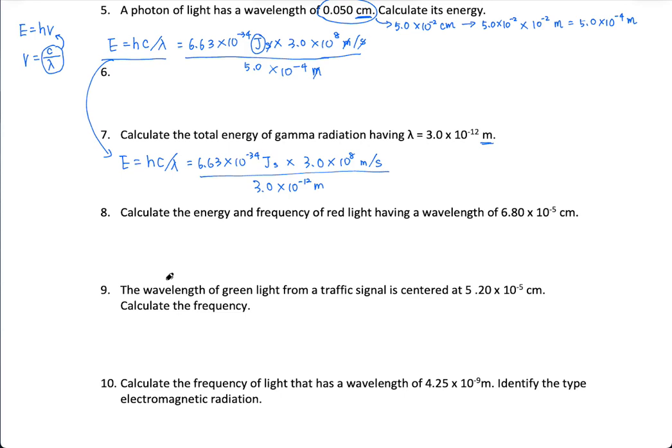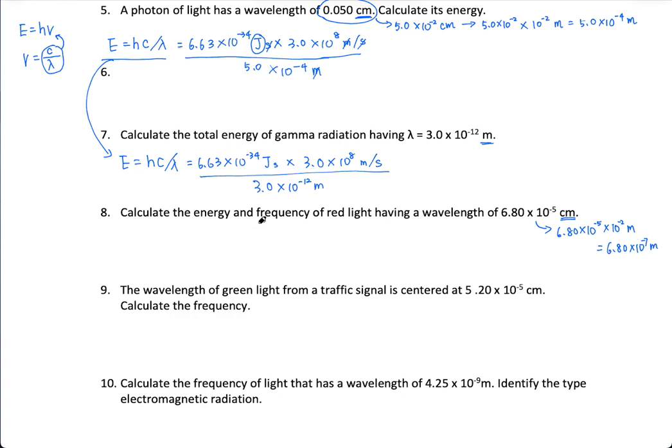Then question 8: calculate the energy and the frequency of the red light having the wavelength 6.80 times 10 to the negative 5th power centimeters. So I'm going to convert this first to meters. 6.80 times 10 to the negative 5th times 10 to the negative 2nd power meter. Therefore, 6.80 times 10 to the negative 7th power meter.